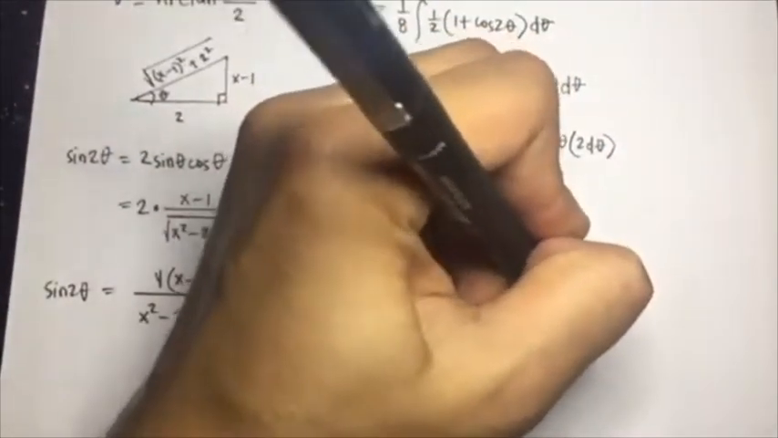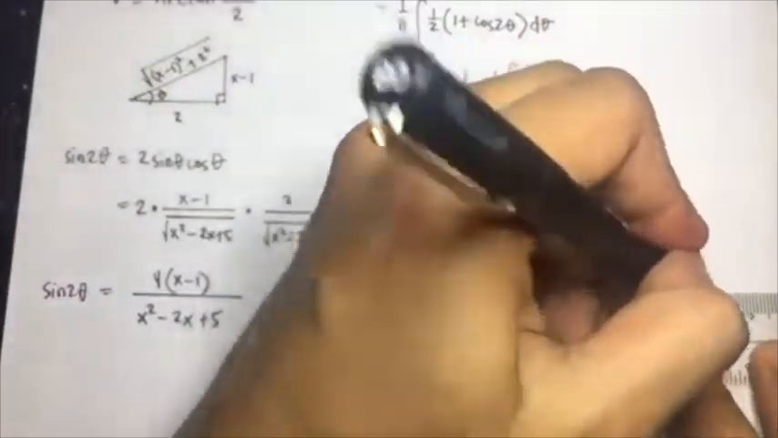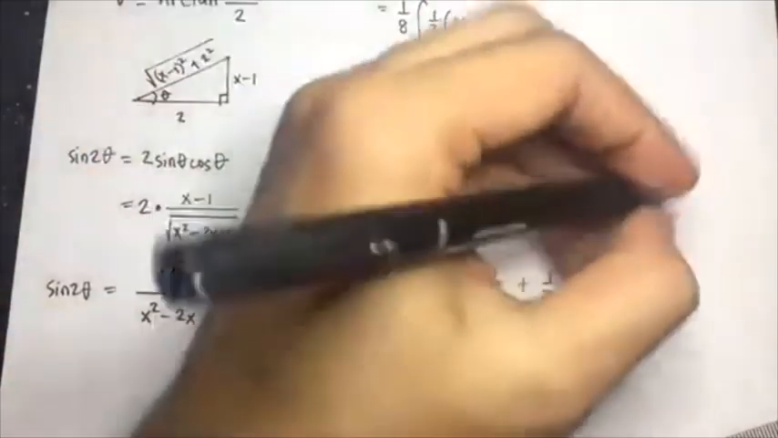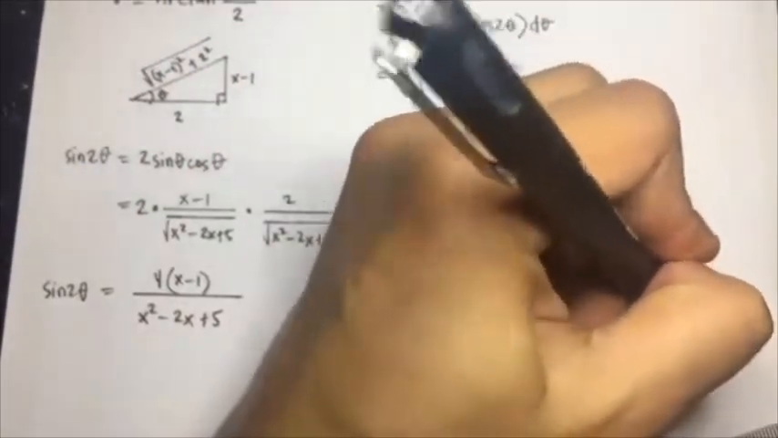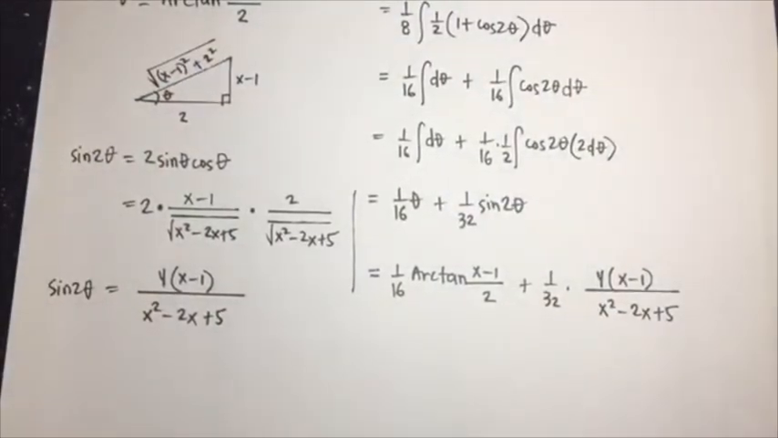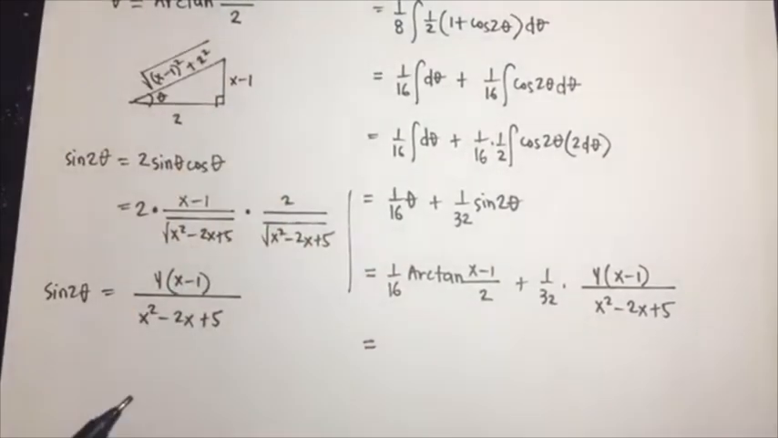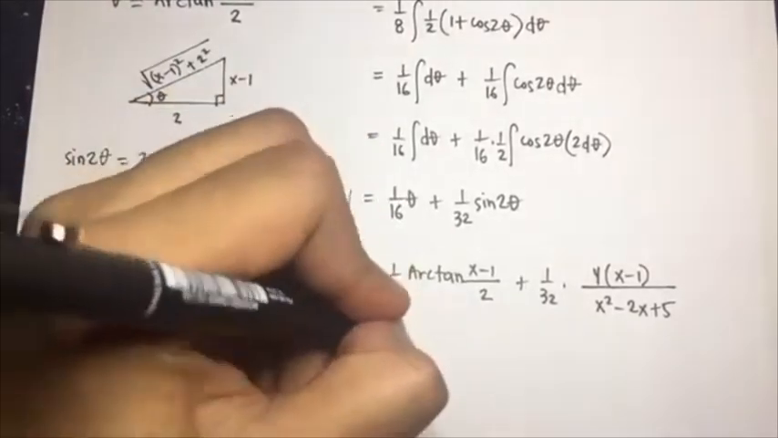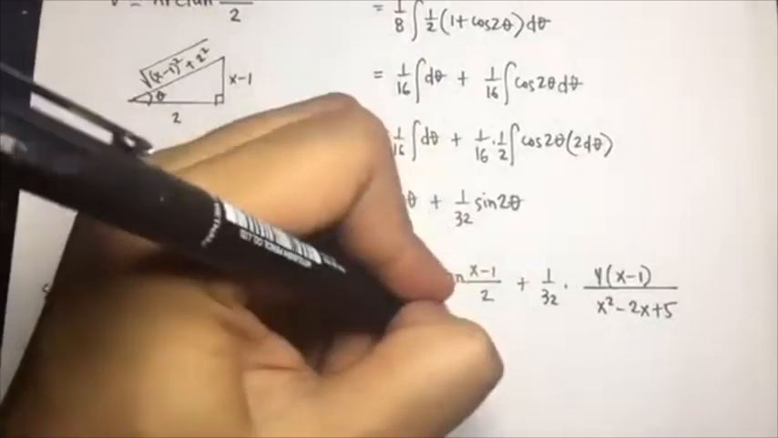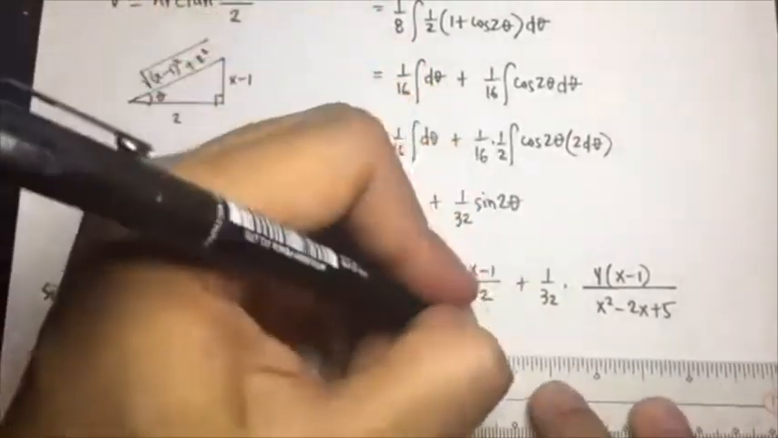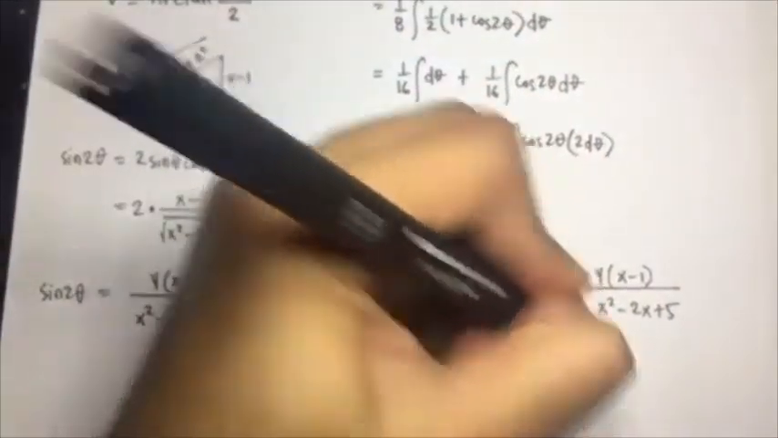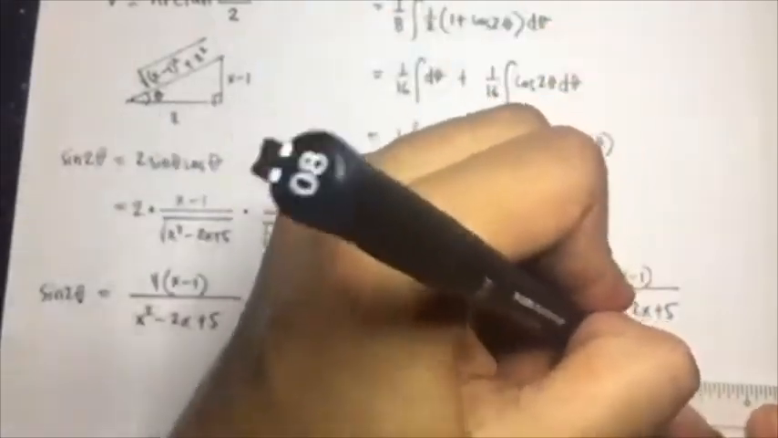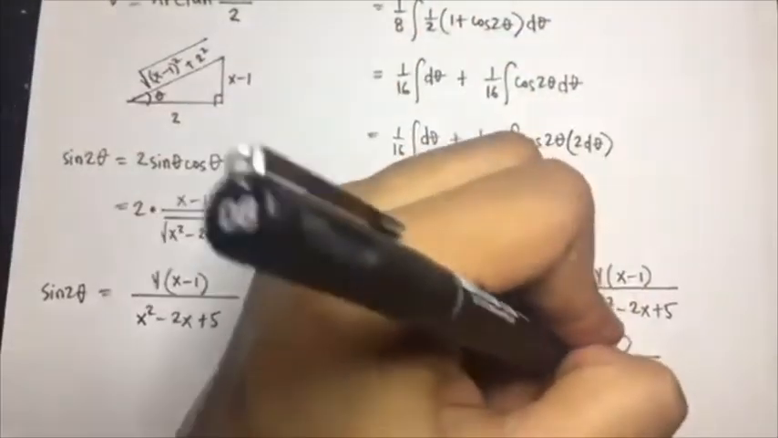Okay, plus 1 over 32 times sine 2 theta is this. So 4 times x minus 1 over x squared minus 2x plus 5. Okay, so this is 1 over 16 arctan of x minus 1 over 2 plus, so 4 over 32, that is 1/8, times x minus 1 over x squared minus 2x plus 5.